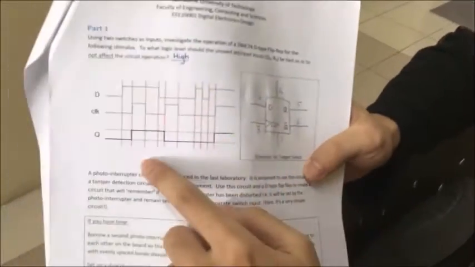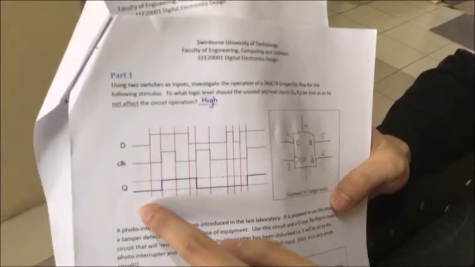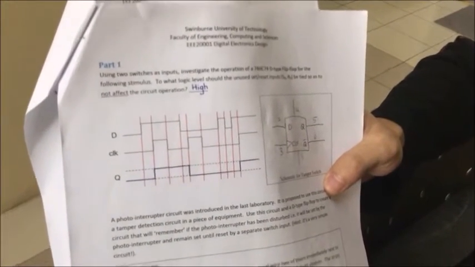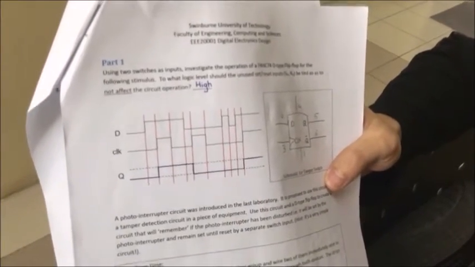As you can see from the report here, this is how the schematic should look, and this is what the expected waveform should look like, with the D input and clock input contributing to the Q output. Keep in mind that the Q output and Q prime output will always be at opposite levels. And now I will show it to you on the circuit.